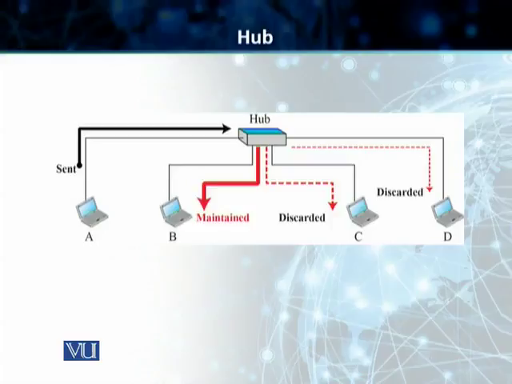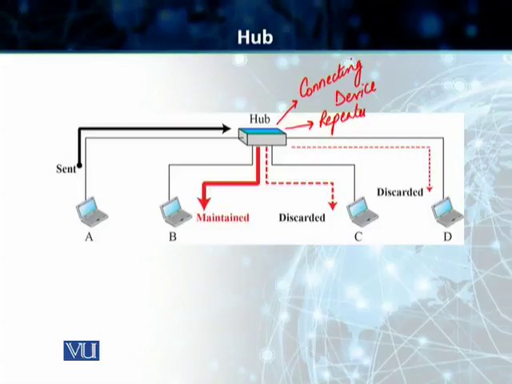Students, in this slide, you can see a hub connected to 4 different stations A, B, C, and D in a star topology. I told you that Ethernet LANs use star topology, and in the star topology, the hub or repeater is a multi-port device that can serve as the connecting point and at the same time as a repeater. So this hub in a star topology is not only behaving as a connecting device, but also acting as a repeater.